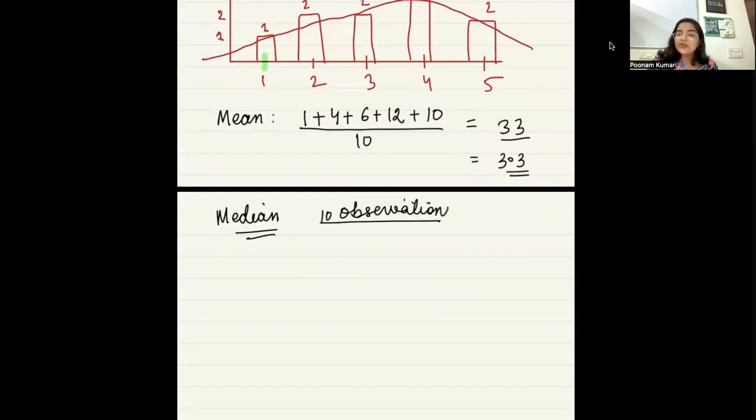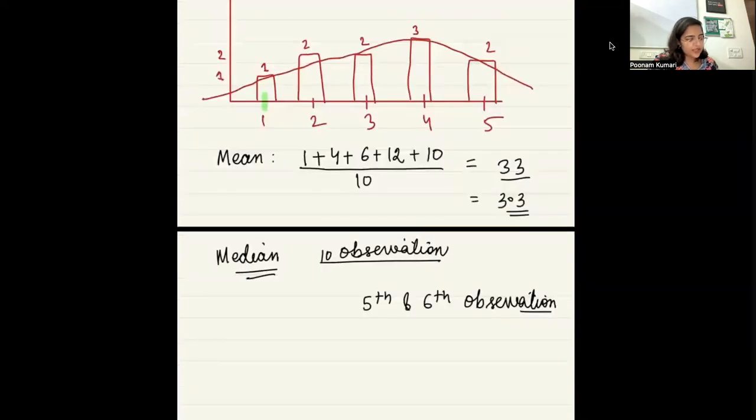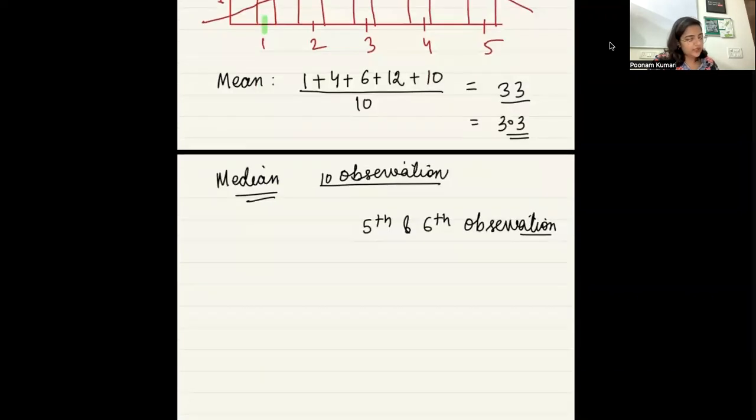It is the average of which value and which value? 10 by 2, which is the 5th and 6th value, right? So what is my 5th and 6th observation? My 5th observation is 3 and my 6th observation is 4, and the mean of that is 3.5, right?